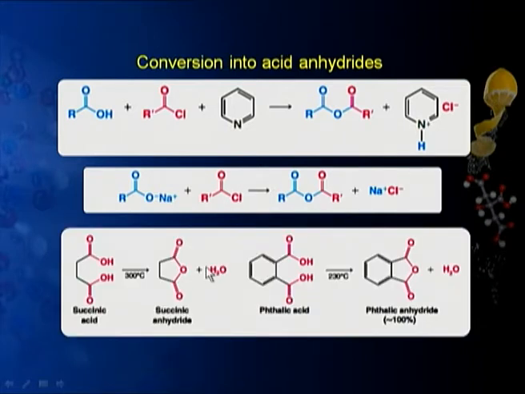Anhydrides of dicarboxylic acids like succinic acid or phthalic acid can be obtained even on simple heating, because here the two carboxyl groups are closely placed and even on heating they lose a water molecule. Succinic acid gives succinic anhydride, phthalic acid gives phthalic anhydride.